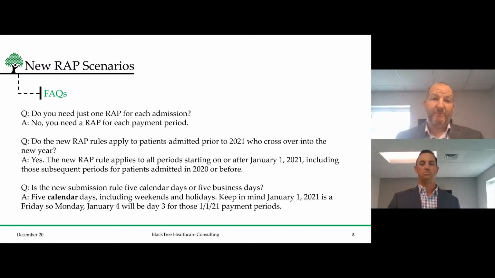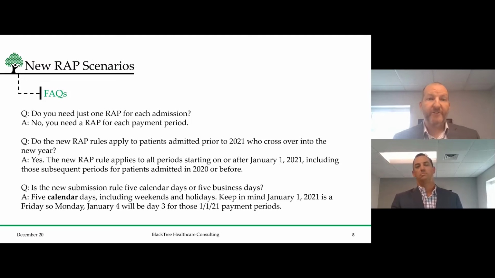Next question, do the RAP rules apply to patients admitted prior to 2021 who cross over into the new year? So essentially those patients you're admitting today. If you have a patient that you admitted on 12/15, their second period is going to be on 1/14 of next year. For that 1/14 start date, am I going to need a RAP for that patient? The answer is yes. So even the patients that are transitioning over from the prior year, every single payment period in 2021 is going to need a RAP, and they also are going to apply to those new rules. So for that 1/14 RAP, you're going to need to get it in within 5 days.